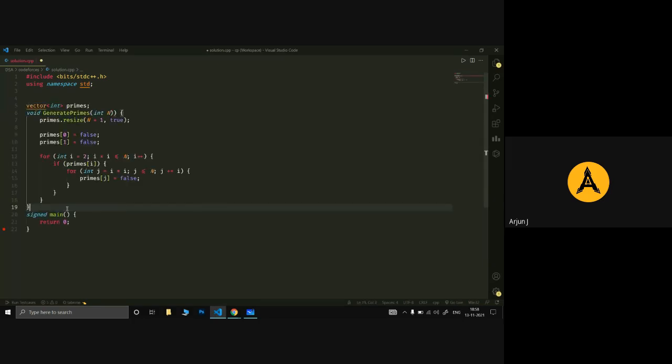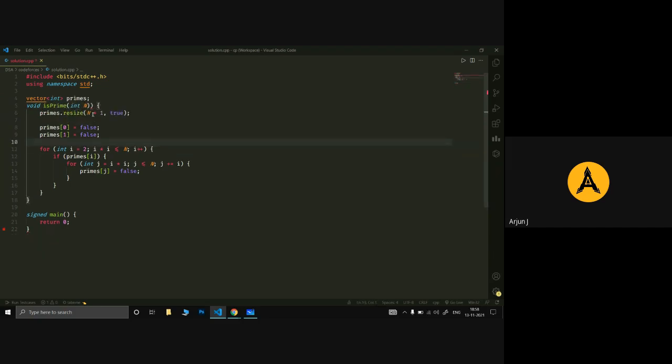So yeah, this is how we find Sieve of Eratosthenes. So I declare a global vector which is known as primes, and let us call this function the is prime function. So this is going to generate the sieve of Eratosthenes, which is going to be this prime array. And first what I do is I resize the primes array to be of size n plus 1, because the indexing is going to start from 0 and the maximum index is going to be n, so I resize this to n plus 1 and initialize all the values to be true.